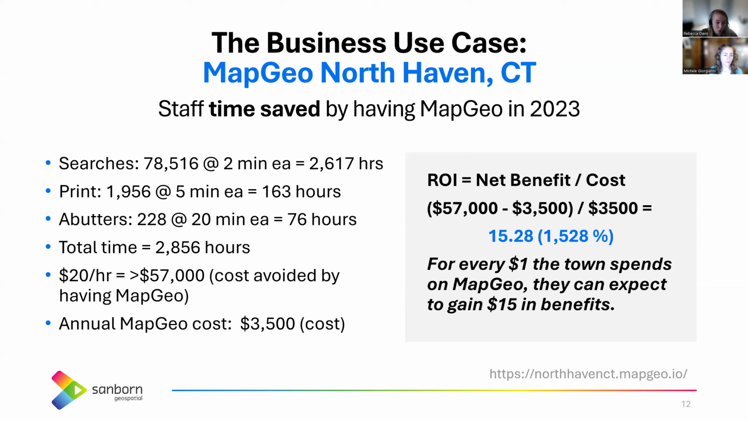Looking at the searches, the total for the year was about 78,000, and at 2 minutes each, that was about 2,617 hours. For printing, we had almost 2,000 printing requests, which equates to 163 hours of staff time, and creating abutters lists is almost 76 hours total. All of that together is 2,856 hours. If we make the general assumption that a staff member at the town of North Haven makes $20 an hour, that's greater than $57,000.